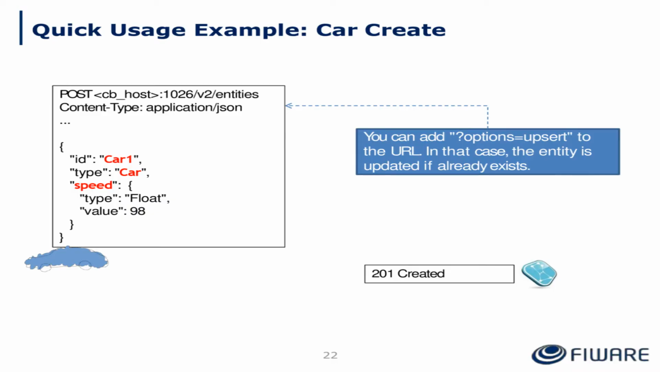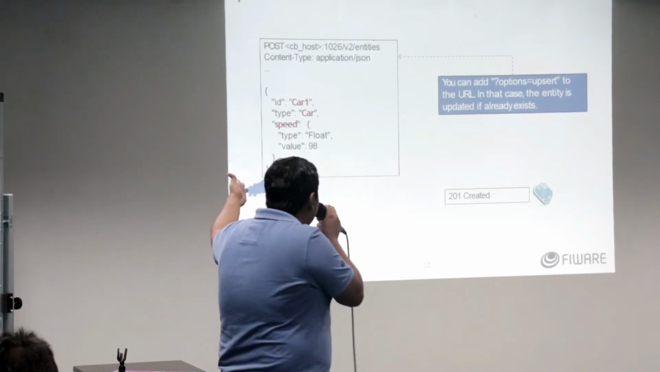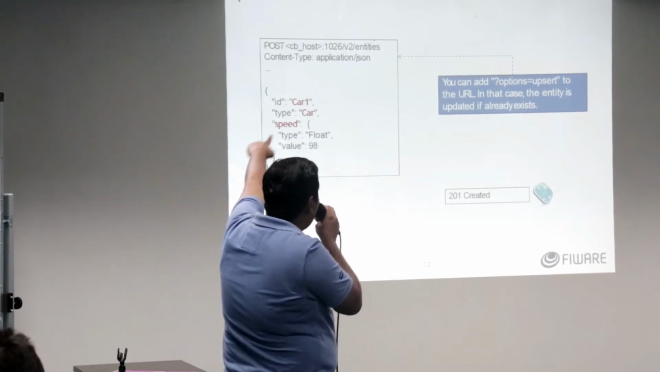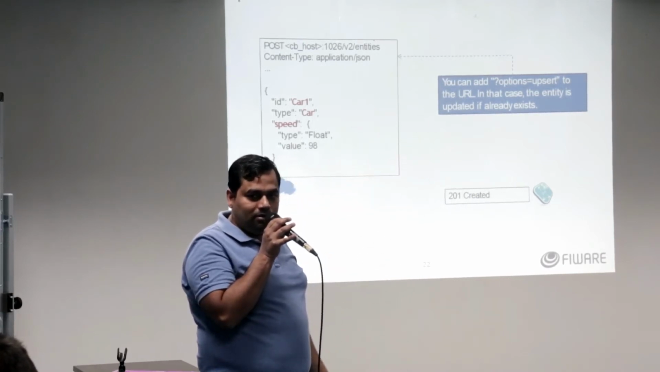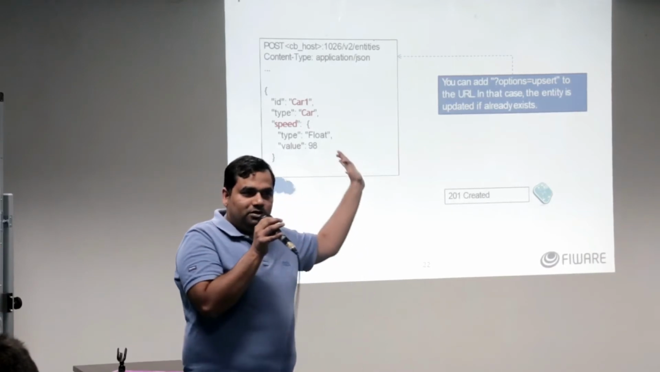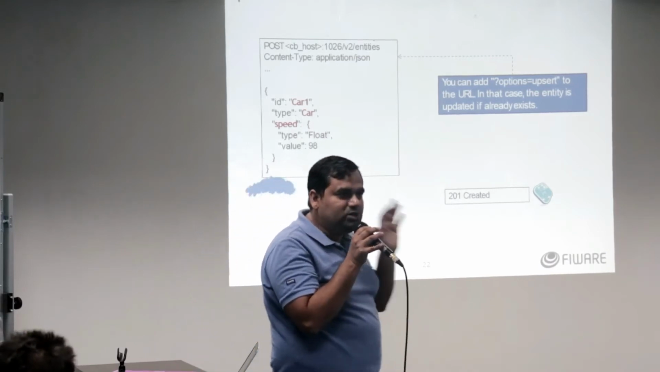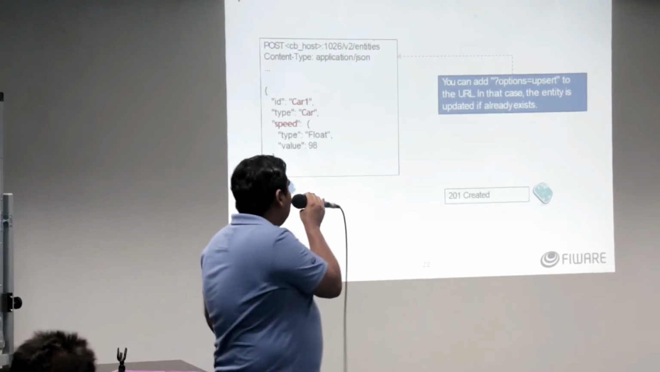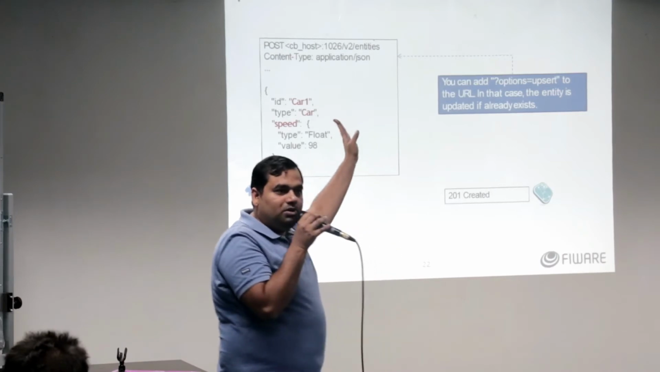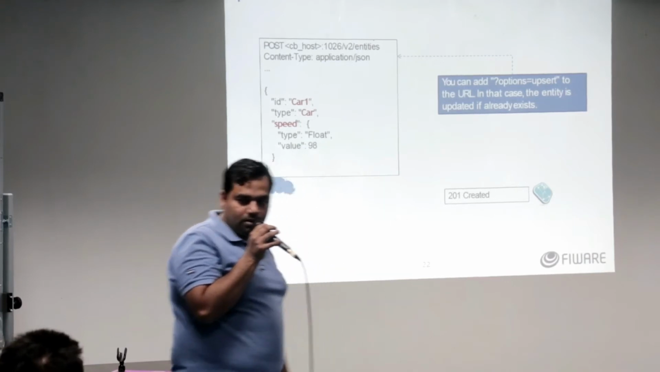So this is an example for the creation of an entity, okay? A very simple example. Car, we all understand. So you can see there's a URL on the top, CB host. Host means the IP of the context broker, okay? The IP of the context broker, and the port. By default, the context broker listens on 1026. It's the default port for the context broker, but of course, you can change it. And then /v2/entities. This is the URL on the top that you see. And what we are doing is a post. Post means creation, okay?